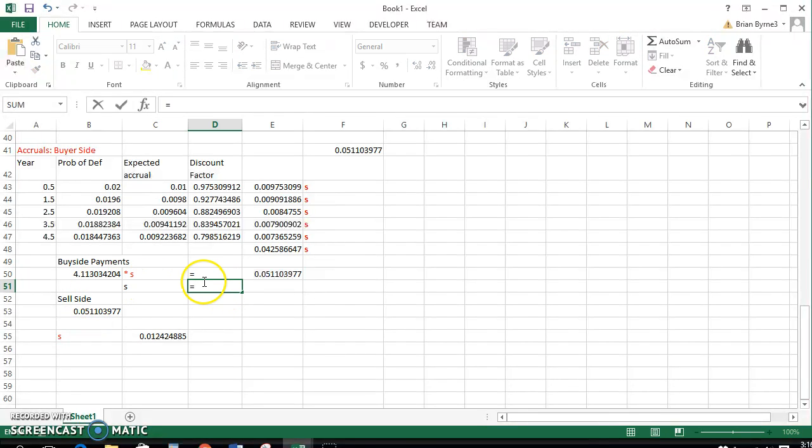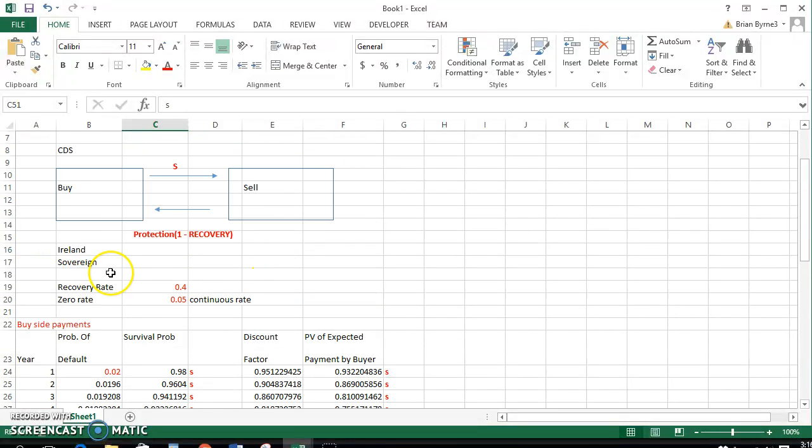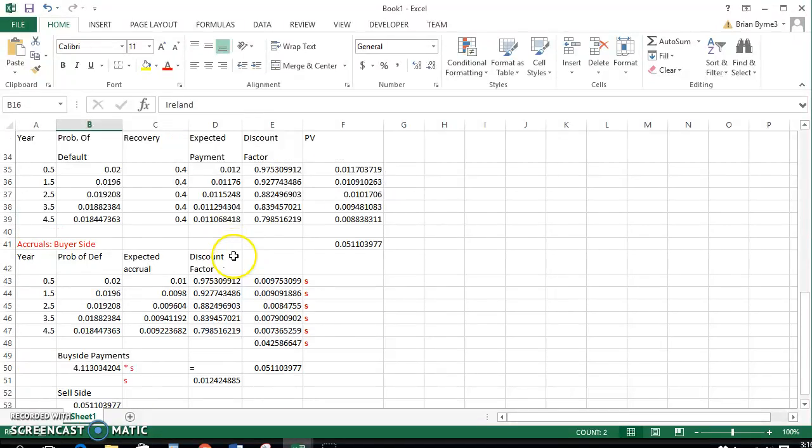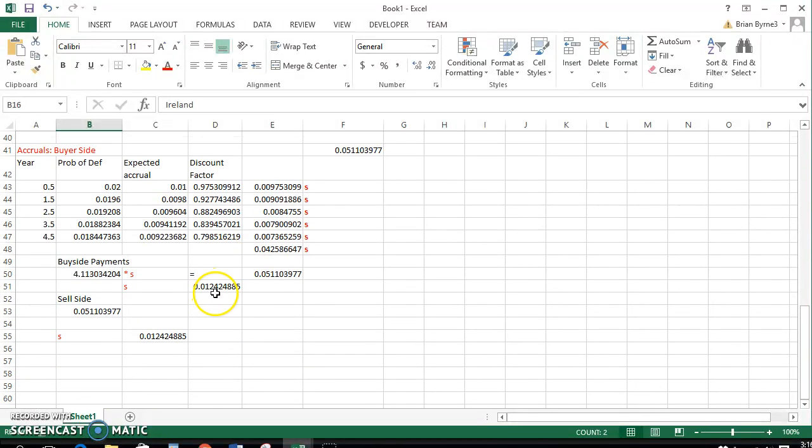So what is S equal to? S, if we bring over our 4.11, then we'll divide the 0.05 by the 4.11, and we get a value of 0.0124. In other words, S should be 1.24% of the value of the reference asset. Each year, the buyer should be paying approximately 1.24% to the credit default swap seller.